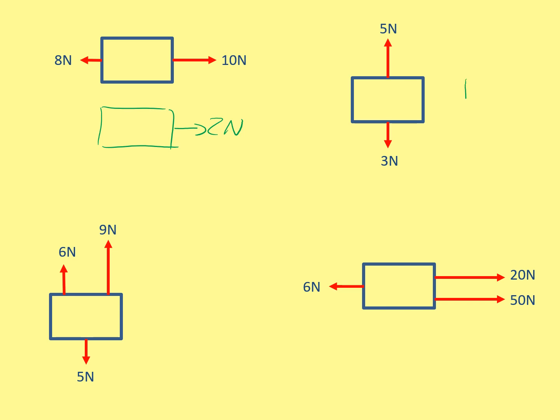The resultant force of this one, got our box, it's exactly the same. 5 up, 3 down is the same as 2 newtons upwards. Okay, this one down here. We've got our box. We've got 6 and 9 upwards, that makes 15. And 5 going down, so the resultant force will be 10 newtons upwards.